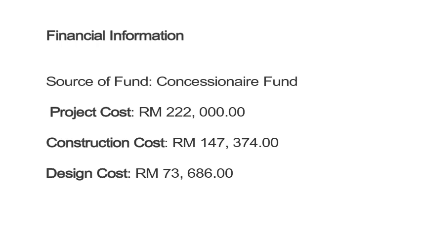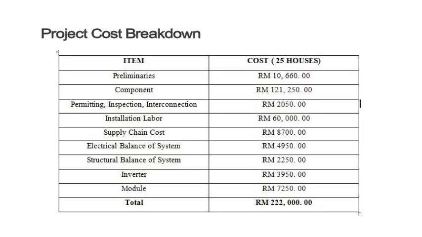The construction cost is 147,374 ringgit, and the design cost is 73,686 ringgit. And the project cost breakdown, we can see from the table, is the cost is for 25 houses, and the total cost is around 222,000 ringgit.